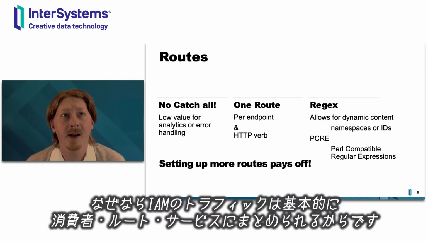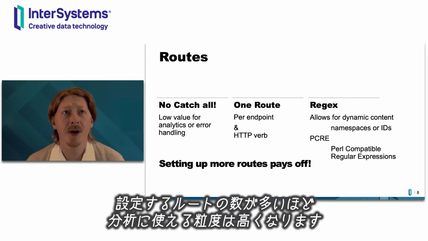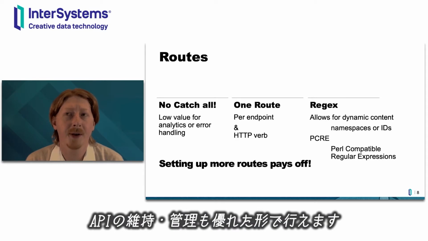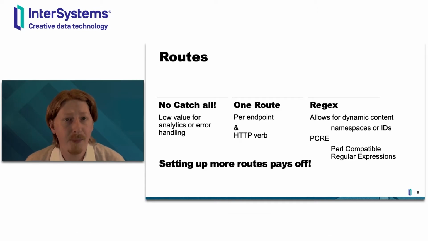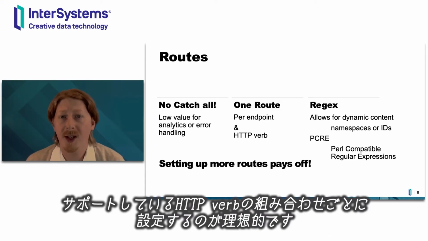Because traffic in IAM is always basically aggregated into consumers, routes, and services. So the more routes you set up, the more granularity you get in your analytical insights, and also in your capability of maintaining and controlling your APIs. So the ideal setup is to create one route for every endpoint that you have with all of the HTTP verb combinations that you support.